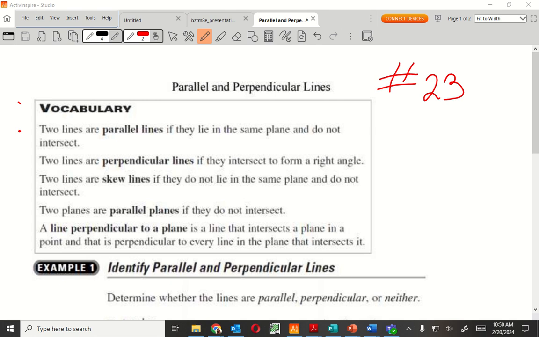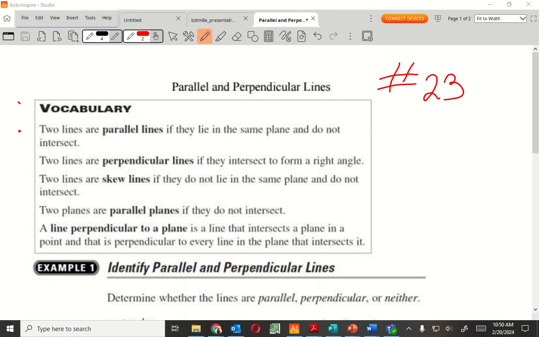All right, so vocabulary. Parallel and perpendicular lines. Two lines are parallel if they lie in the same plane and do not intersect. Parallel lines have the same slope also, but we're going to get into that when we talk about equations of lines. Next, two lines are perpendicular lines if they intersect to form a right angle. We'll have examples of that.